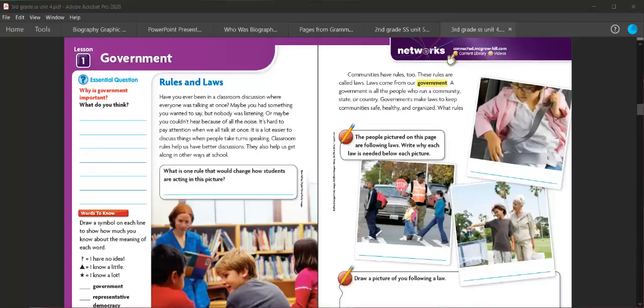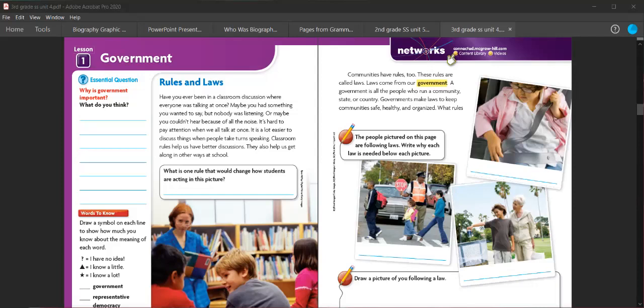Hello, third grade, and welcome to the beginning of Unit 4. We're going to be starting with Lesson 1 today that's titled Government. Now, the first thing you need to do is to put your name and date at the top of this page, and then we're going to look at our essential question. Why is government important? What do you think? So before we read our lesson, I want you to stop and think and write your opinion there.